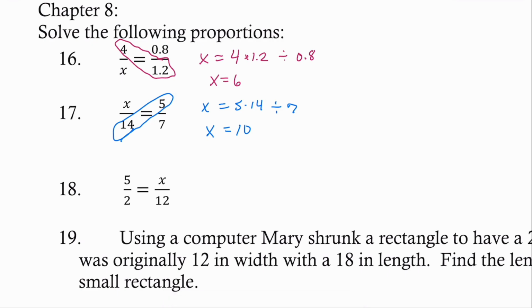And the last one of this sort, 5 and 12 are across from each other. We're going to multiply those and divide by the number we haven't used. And we get that x is 30.